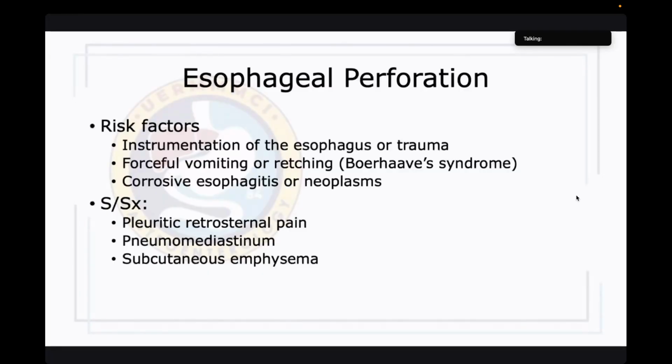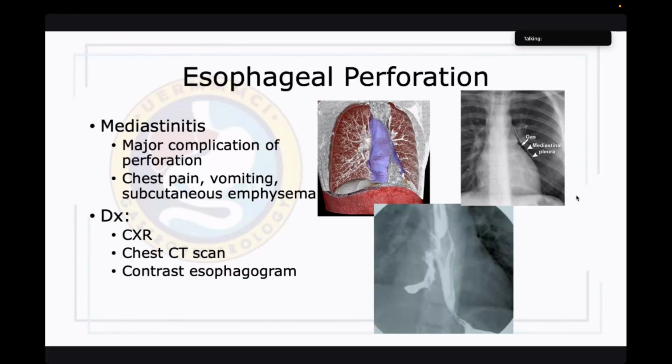Rarely, forceful vomiting or retching can also cause spontaneous rupture at the gastroesophageal junction, and this is known as Boerhaave syndrome. More rarely, corrosive esophagitis or neoplasms can also lead to perforation. Esophageal perforation causes pleuritic retrosternal pain that can be associated with pneumomediastinum and subcutaneous emphysema. Mediastinitis is a major complication of esophageal perforation.